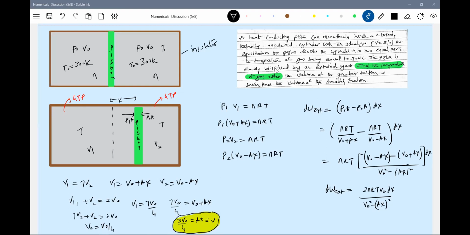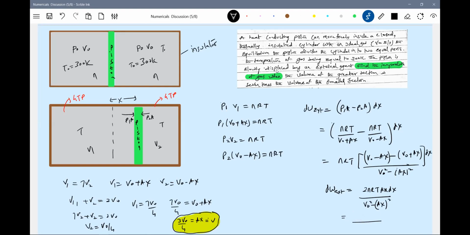V naught will cancel. So this will become 2AX dx. I made changes. AX is what we represented as V, so let it be equal to V. So this will become 2 nRT V A dx.